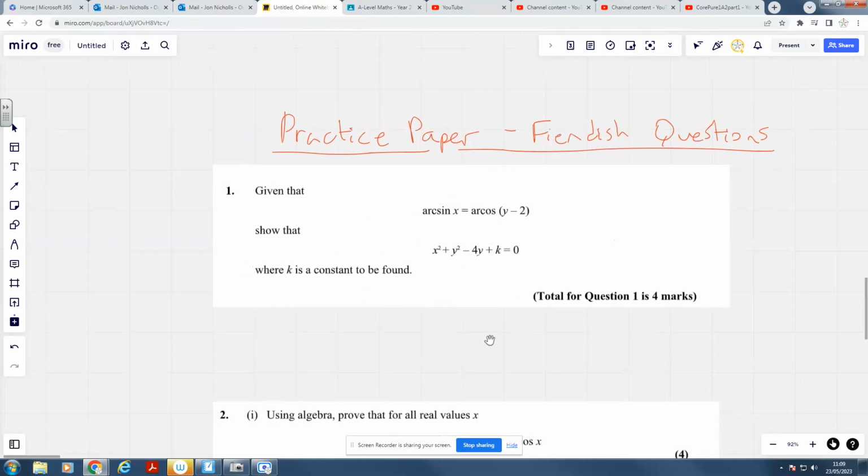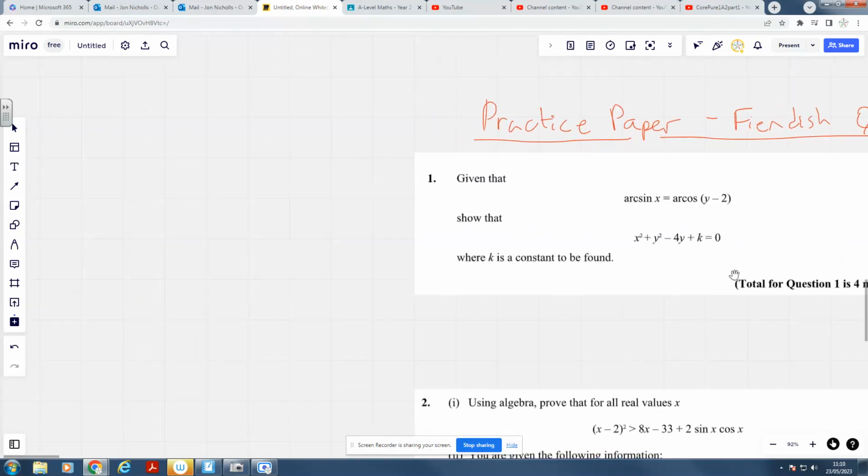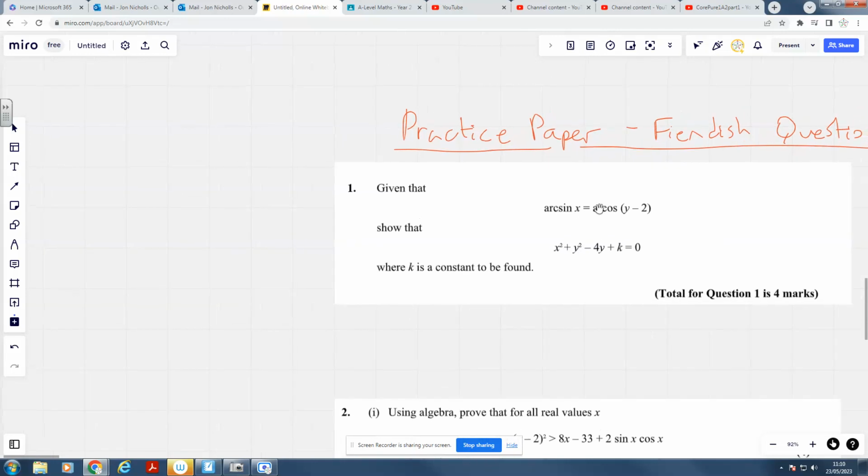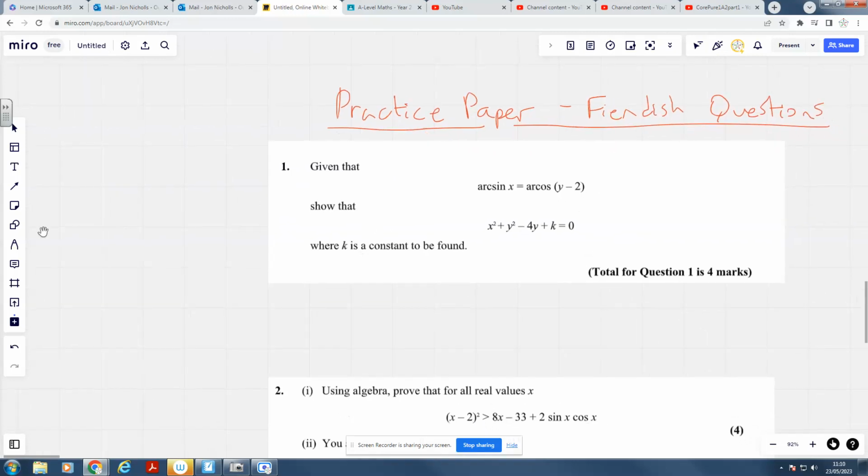So the first question I quite liked, but I'm sure students would absolutely hate it because it's got arc sine x equals arc cos of y minus 2, and it wants you to prove this. My thoughts were to immediately draw a triangle. If we've got theta here, we could say that sine theta is going to be opposite over adjacent, isn't it? But I want theta to end up equaling arc sine of x here.